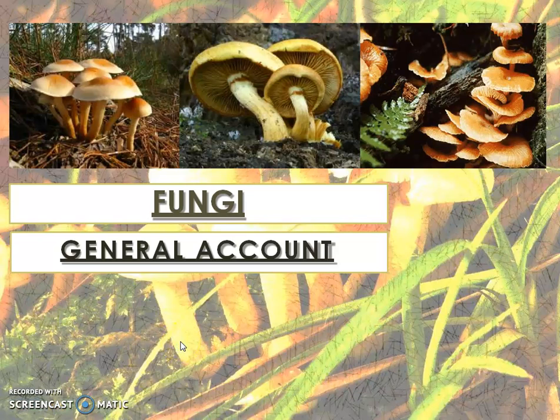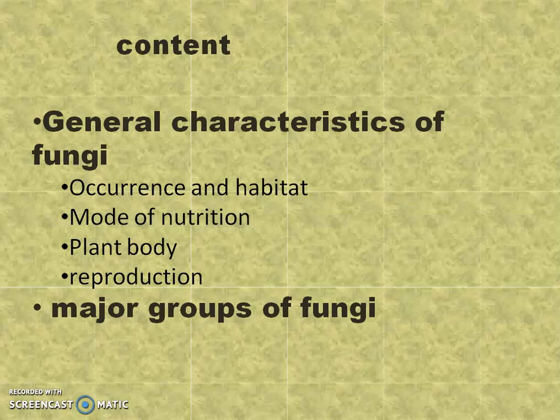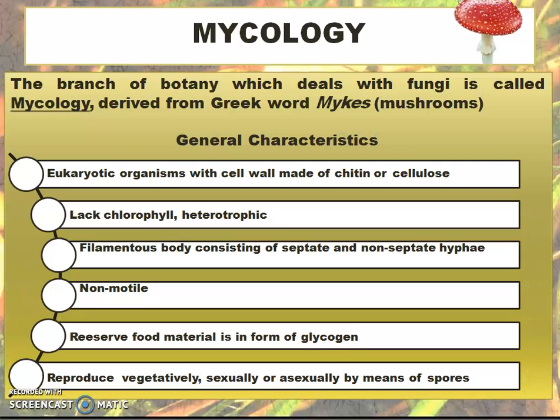So we are going to study about the fungi, the general account. We are continuing with the second chapter, biological classification. In this part, we will read about the general characteristics of fungi, in which we will read about its occurrence, its habitats, its habits, its mode of nutrition, the plant body, and the types of reproduction. And also we will read about the major groups of fungi. The branch of biology which deals with the study of fungi is called mycology.